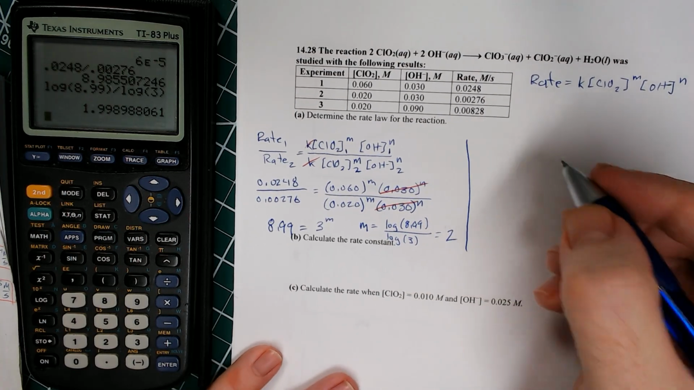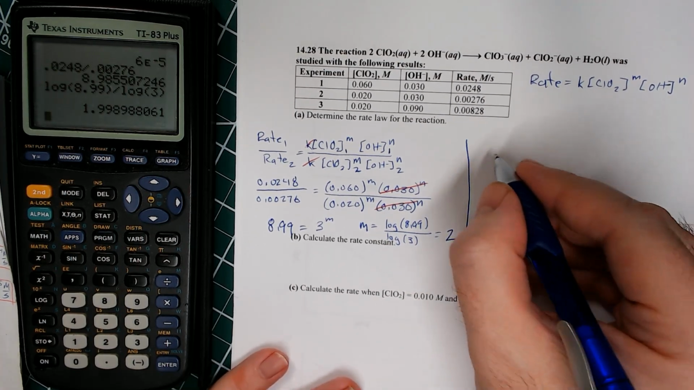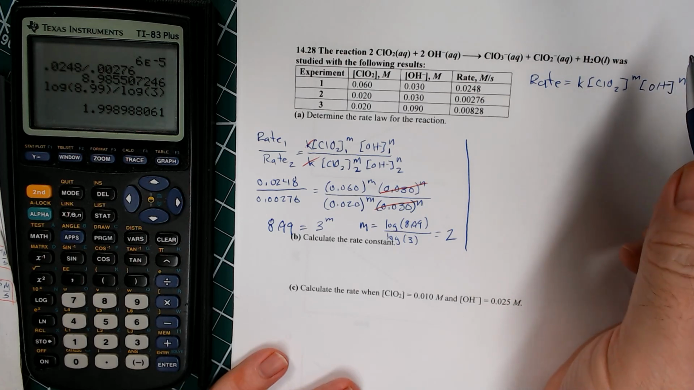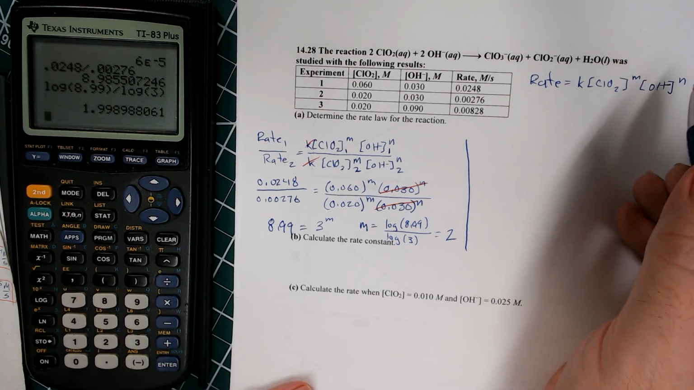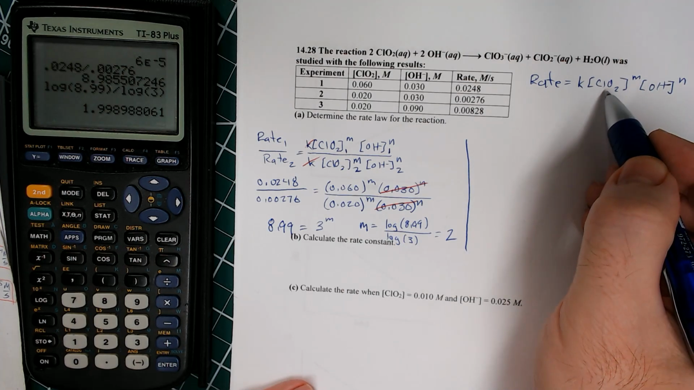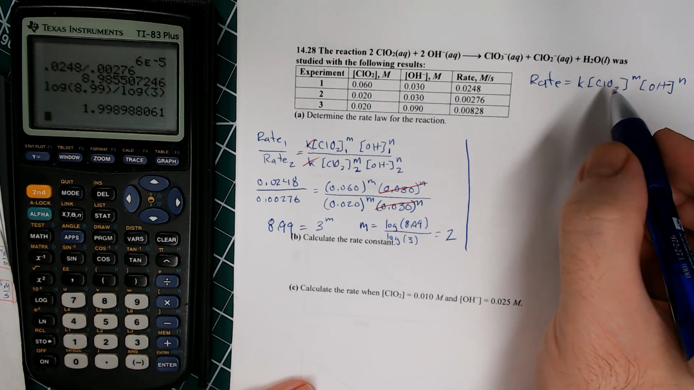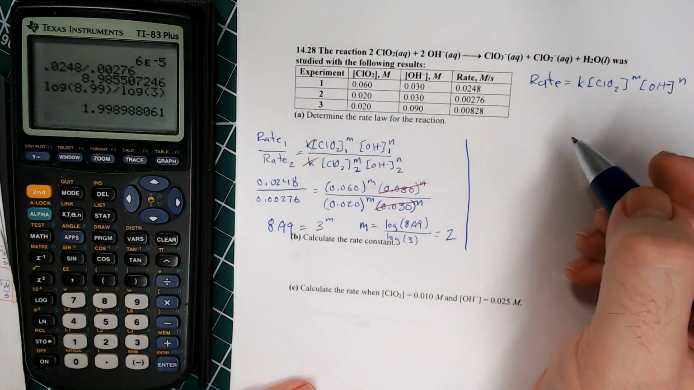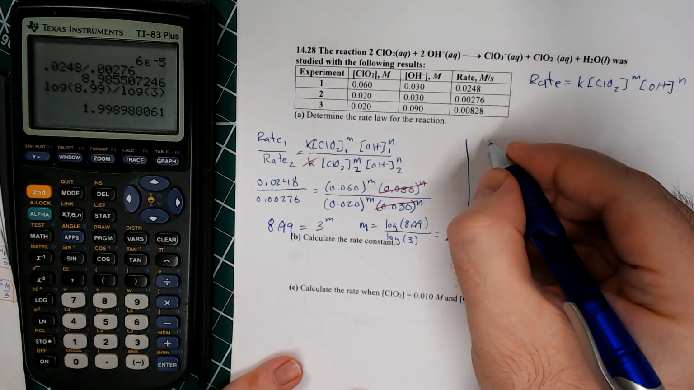All right, so now let's do n. Well, for n, we want to change the concentration of hydroxide ion while leaving the concentration of chlorine dioxide the same. So we'll see that that works for experiments 2 and 3.